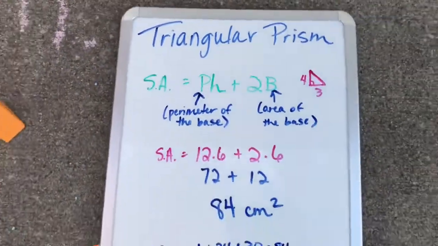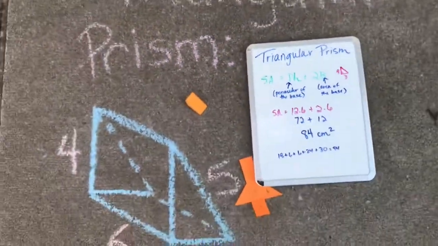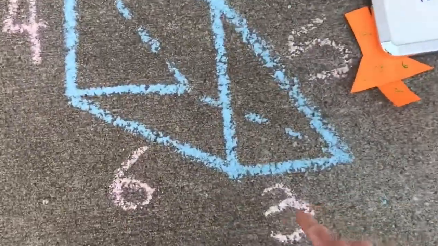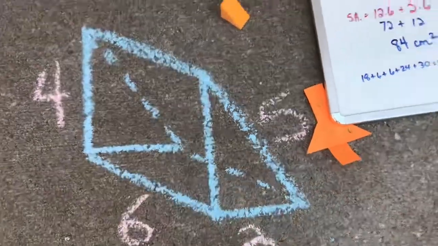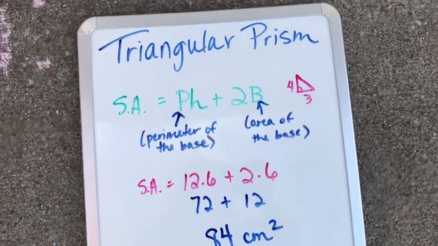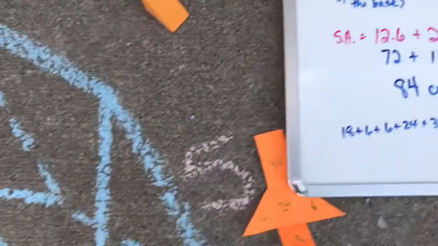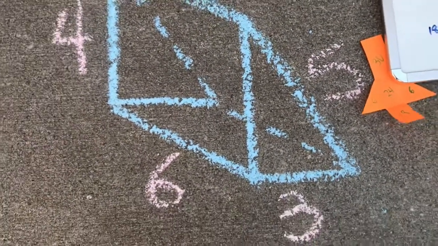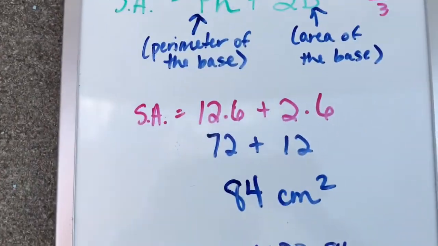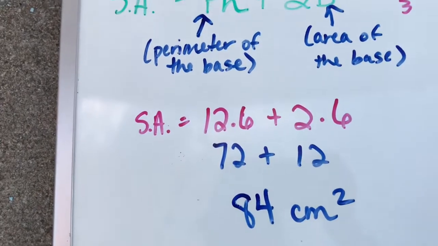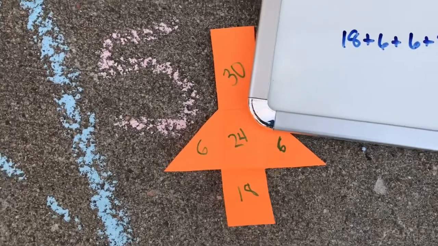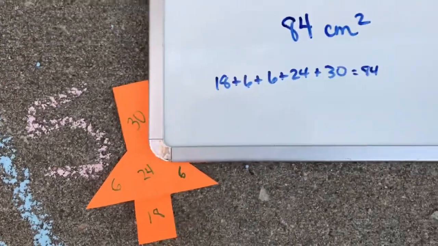So the surface area of this triangular prism is the perimeter of the base, and the perimeter of the base would be 3 plus 4 plus 5, so that's 12, times the height, and we said the height is 6, plus 2 areas of the base. My triangle is 3 by 4, so 3 times 4 is 12 divided by 2, so that's 6. So 12 times 6 is 72 plus my 12, and that gives us 84 square centimeters. And if you wanted to do it the other way, where you just find the area of each piece and add it up, you get the same thing.